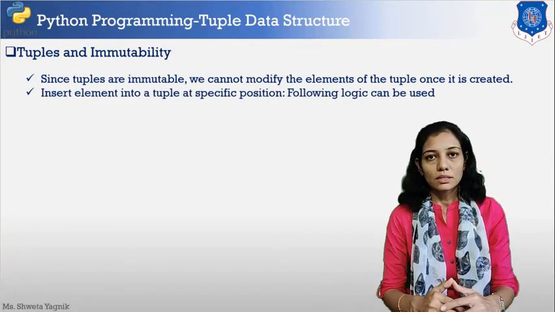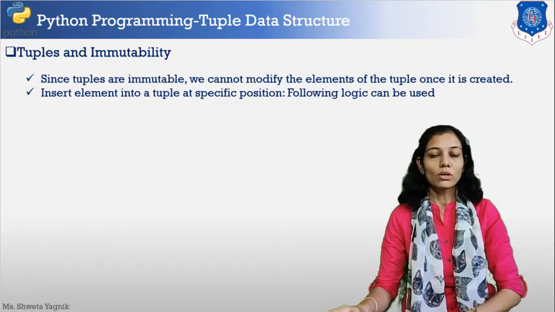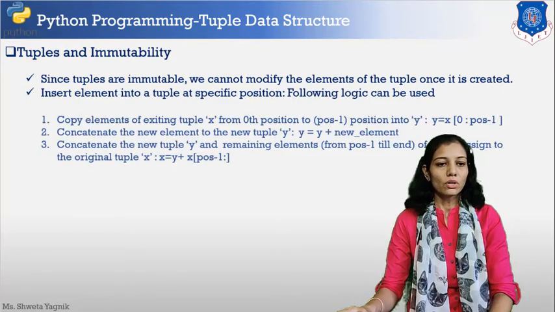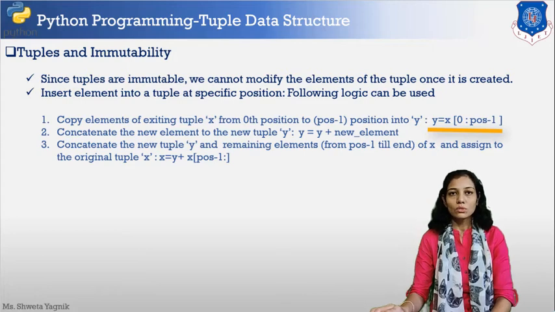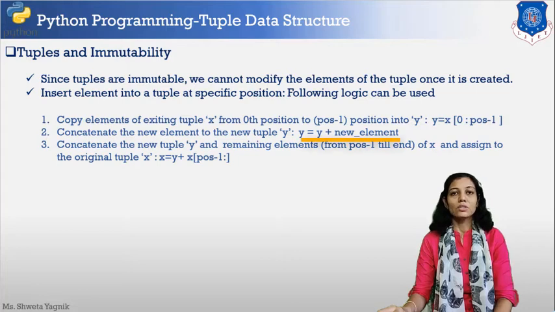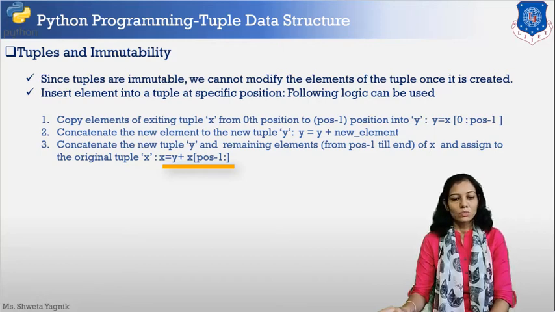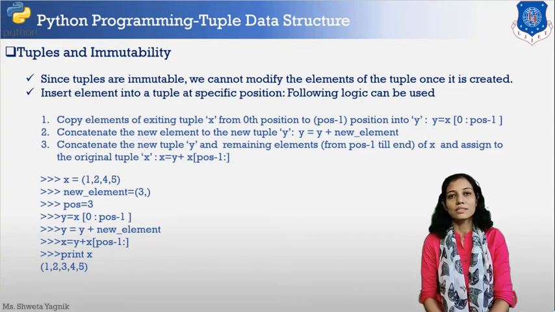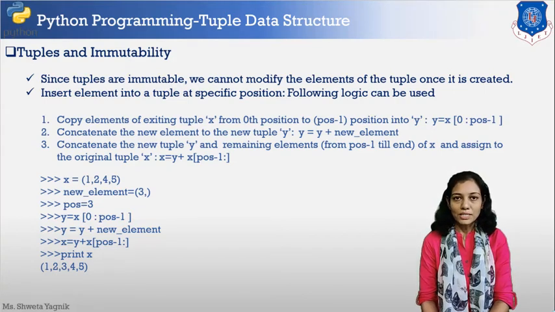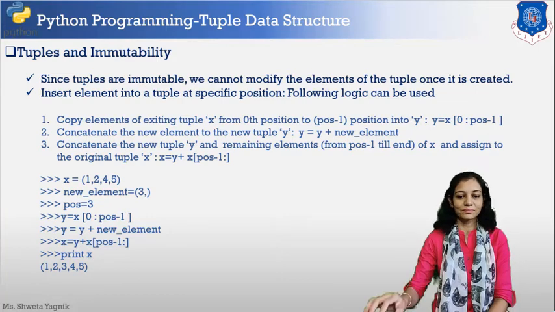In order to insert an element at a specific position, the following logic can be used. First of all, we will copy the existing elements of a tuple x from the 0th position to position -1. Then we will concatenate a new element into a new or temporary tuple y, the second step. And in the third step, concatenate the new tuple y and the remaining elements. So these are the steps using which we can add an element into an existing tuple. We will now see practically how to execute this logic.